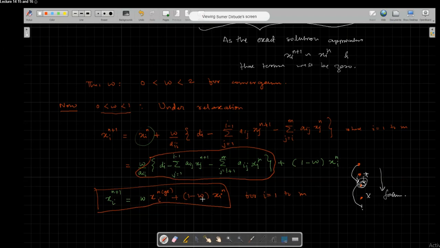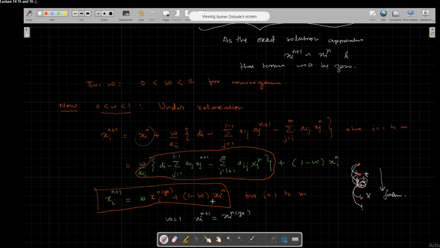For some value of omega, it may not be a faster convergence. It may go from one to another, but that will be only in the case omega is equal to 1. If omega is equal to 1, you get x_i^(n+1) equal to x_i^(n) Gauss-Seidel. For other values of omega, you get either an under relaxation situation or over relaxation.